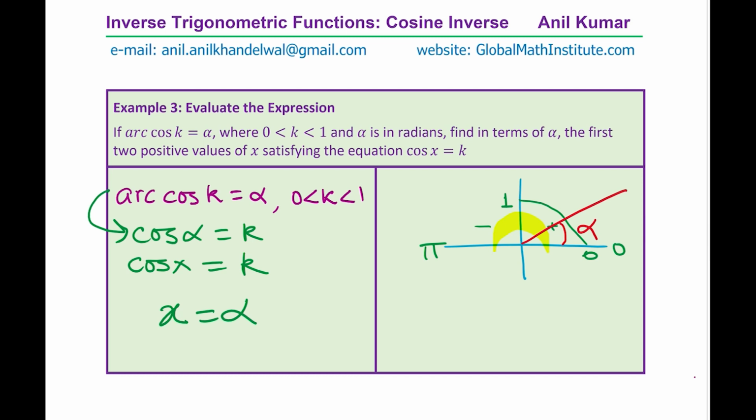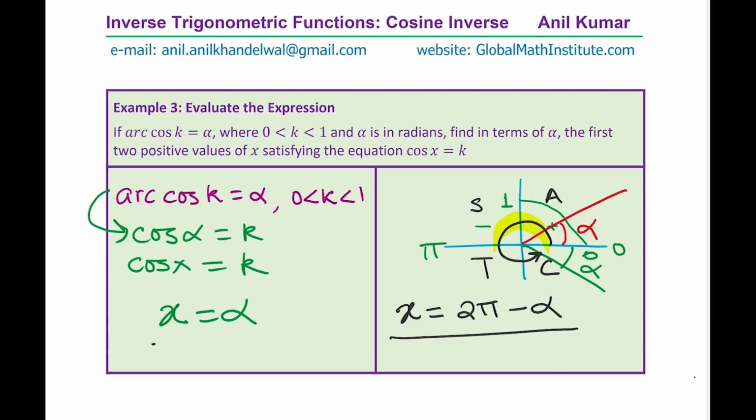Now, as you know the CAST rule, cos is positive in quadrant 1 and in quadrant 4, and therefore the other solution has to be here. Since we are interested in finding the principal angle, it will be 2 pi minus alpha. You get the idea. So the other angle for x will be 2 pi minus alpha. So these are the two values of x in terms of alpha which will satisfy our condition. Is that clear to you?